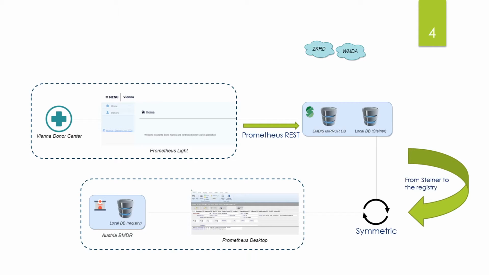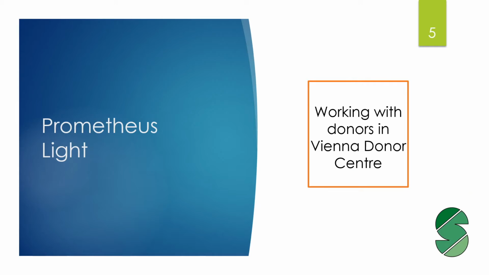We can see an arrow that shows the direction of synchronization between the source database, that is our local database on Steiner server, and the target database, that is the local database on the server of the Austrian registry. At the same time, there is a reverse data synchronization from the local registry's database to the MDIS mirror database on the Steiner server. This synchronization allows us to automatically send Austrian data to ZKRD and WMDA institutions on a daily basis in order to keep Austrian data up to date.